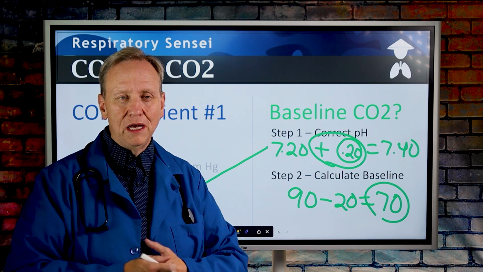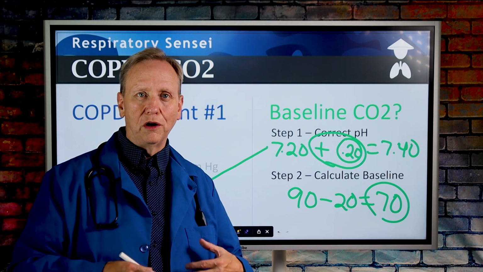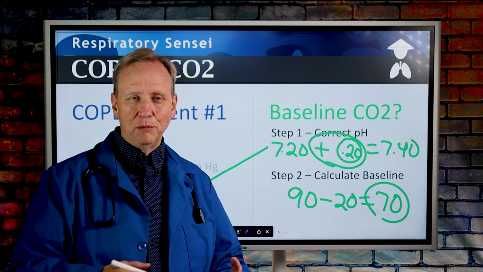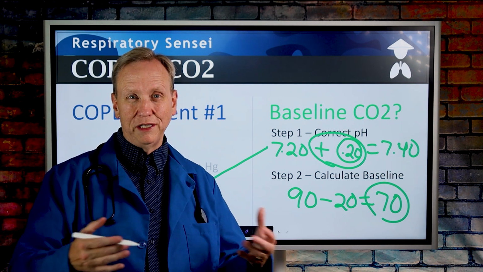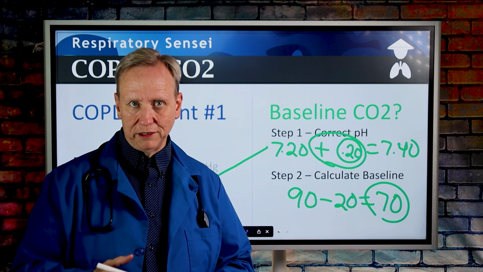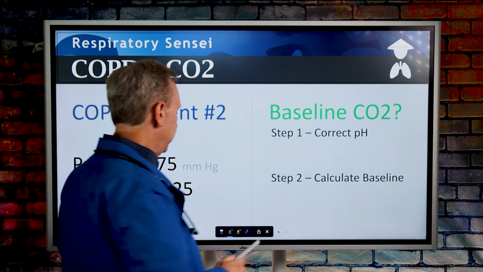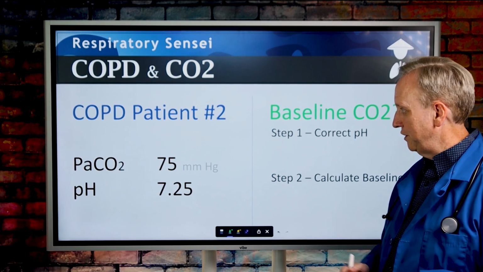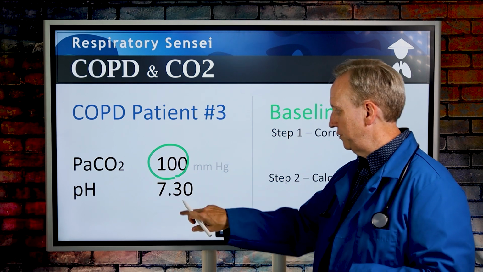They live at 70. Sometimes a doctor will want to look at previous ABGs to try to figure out where their baseline is. But you can step up as a respiratory therapist or a nurse and just do some quick math and say, well, I don't need another blood gas. I can just tell you where they live just by looking at one blood gas. Hey, just for fun though, let's do another one. In this case, we have our second patient, and they have a CO2 of 75 and a pH of 7.25.